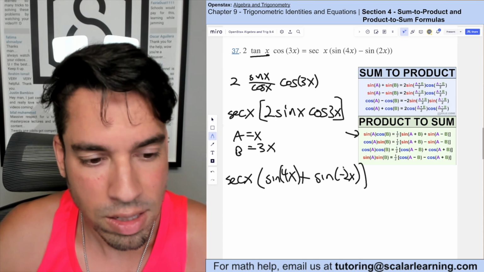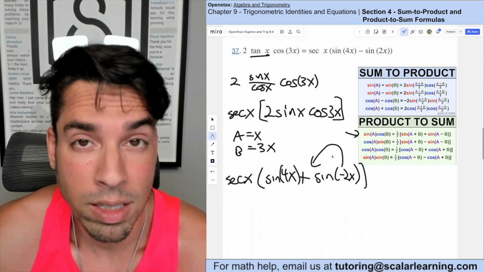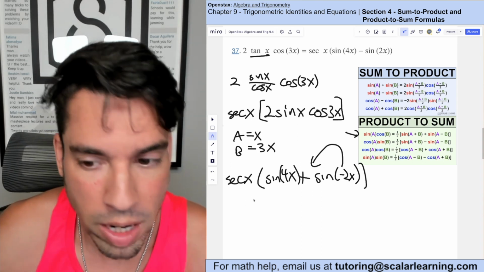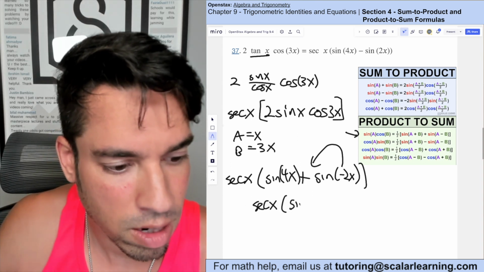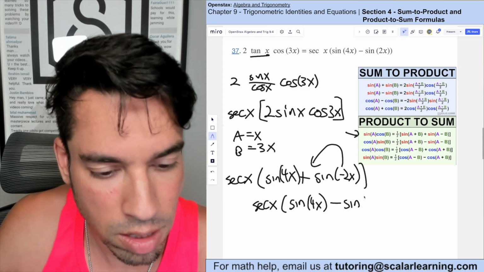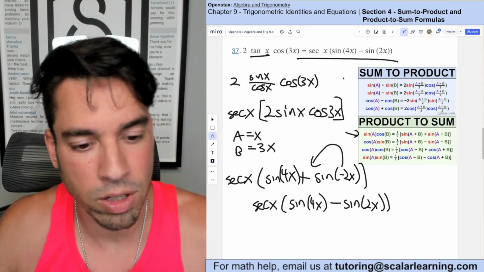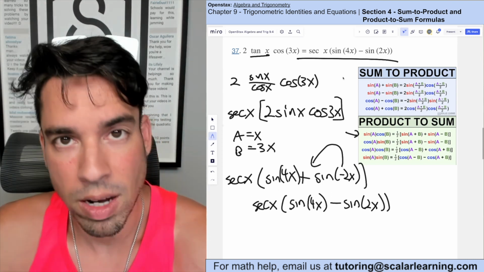Now, because sine is an odd function, that negative can kind of come out, which means sine of negative x is negative sine of x. So I can just rewrite it as secant of x times sine of 4x minus sine of 2x like this. And guess what? It's exactly what we have here. Identity has been verified, done.